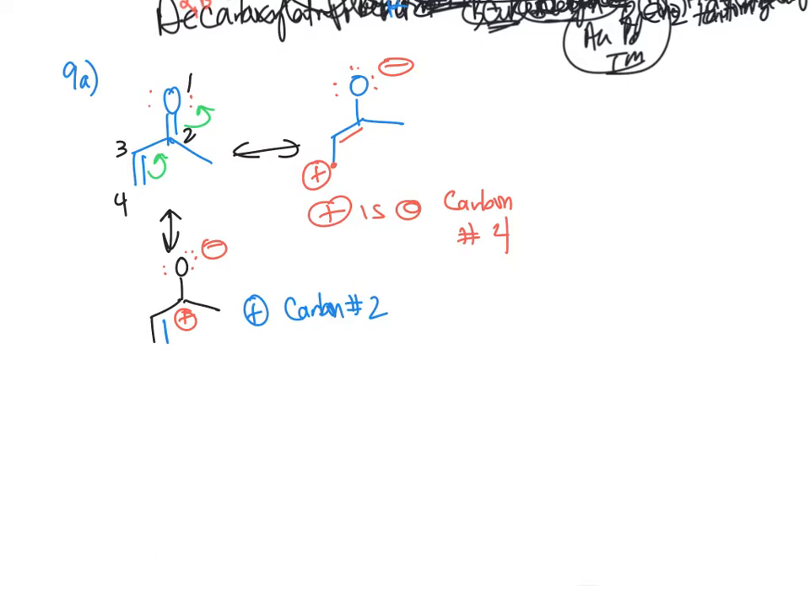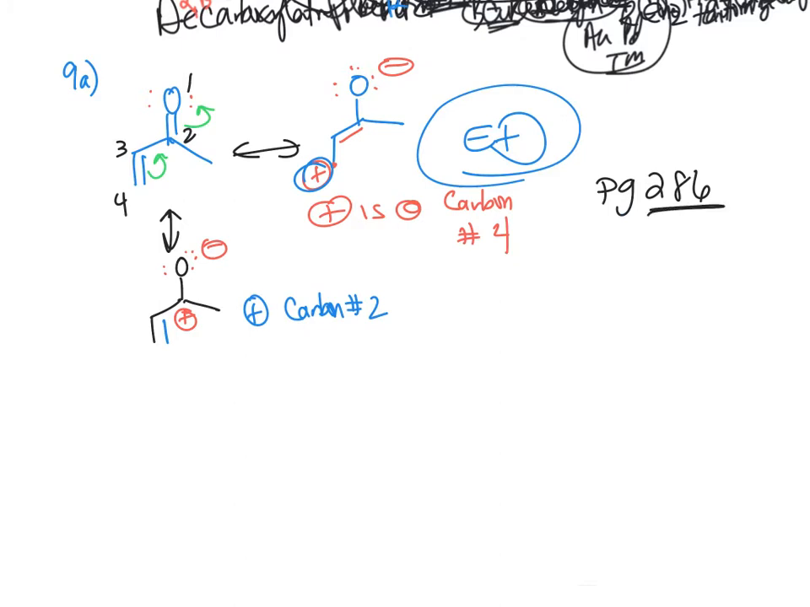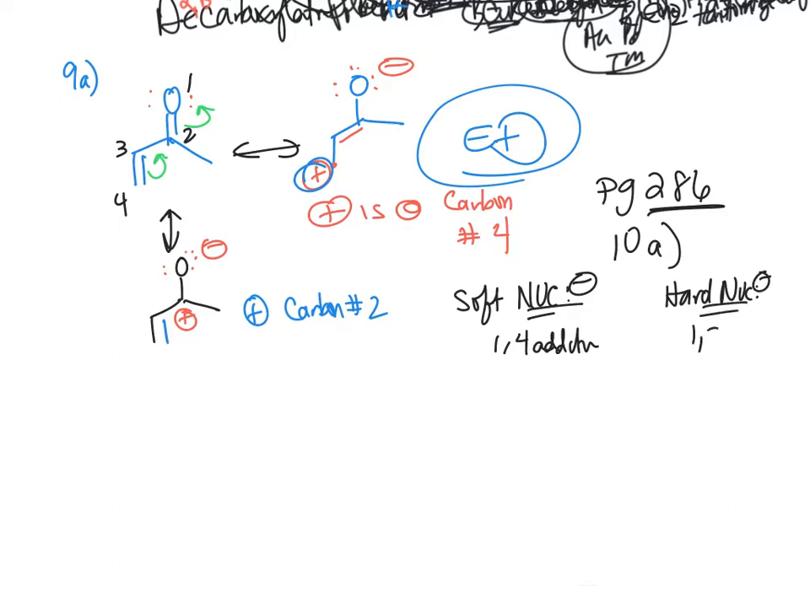The alpha beta unsaturated ketone acts as a, see the positive? So it acts as an electrophile, okay? Now we're on page 286, question number 10A. The choice of the nucleophile determines whether the 1,4 addition or the 1,2 addition occurs. Remember I told you that soft nucleophiles prefer the 1,4 addition. That's what we're talking about here. Hard nucleophiles will do the 1,2 addition.